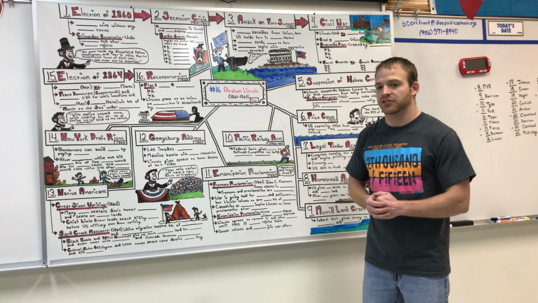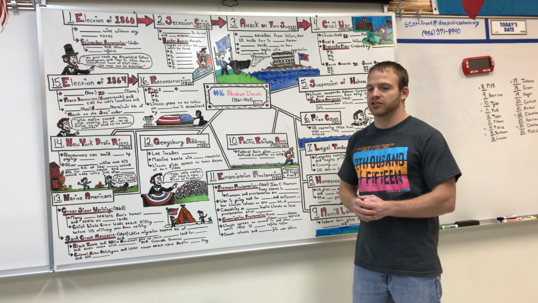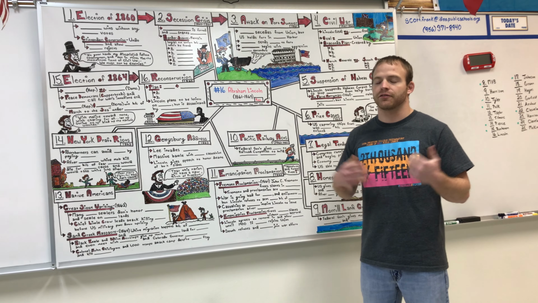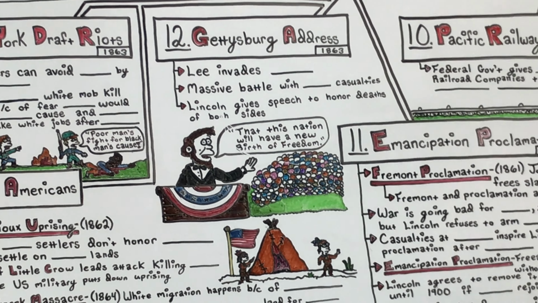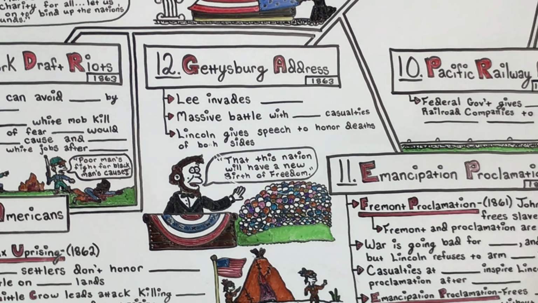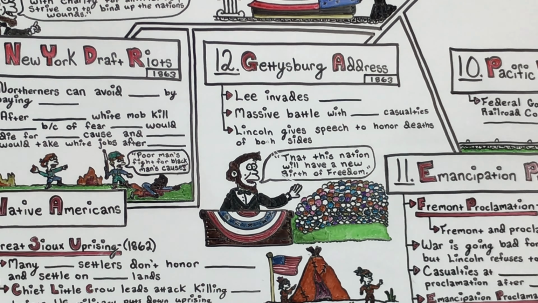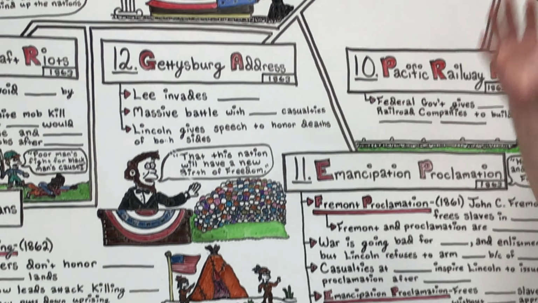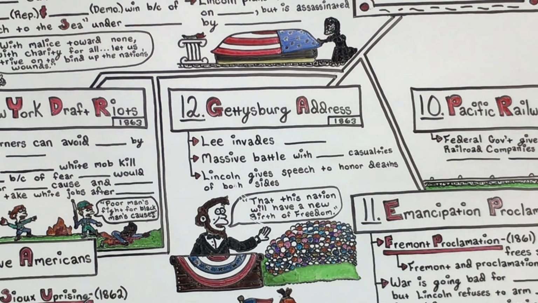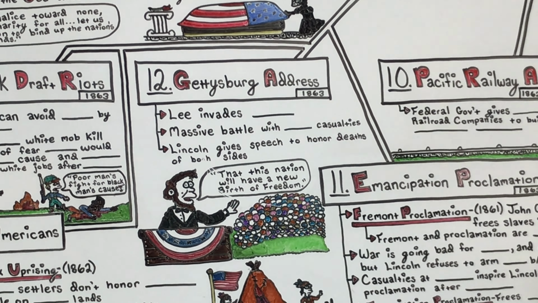Unfortunately for Lee, this is a very bad maneuver, and it is a bloodletting from July 1st to July 3rd, 1863. We're going to have 51,000 casualties in 3 days. And so Abraham Lincoln is going to give this famous speech: "Four score and seven years ago, our forefathers brought forth on this continent a new nation conceived in liberty and dedicated to the proposition that all men are created equal." And he says that this nation will have a new birth of freedom. After the war is over, this nation will start living up to its ideals and we will have a new birth of freedom.